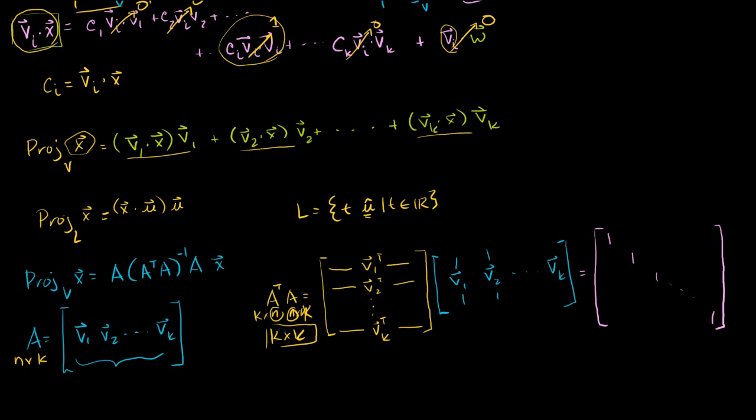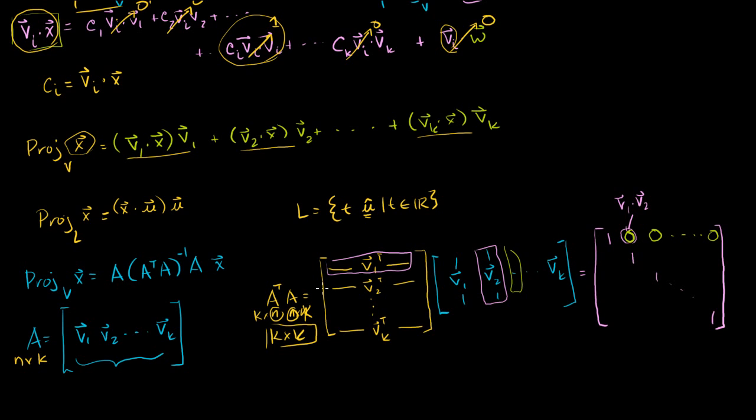Let's say that you're looking for this entry right here, which is the first row, second column. This is going to be the dot product of this row with this column right there. So this is going to be v1 dot v2. But these two guys are orthogonal, so what's that going to be equal to? It's going to be equal to 0. This one right here is going to be v1 dot v3. Well, that's going to be 0. v1 dot anything other than v1 is going to be 0.